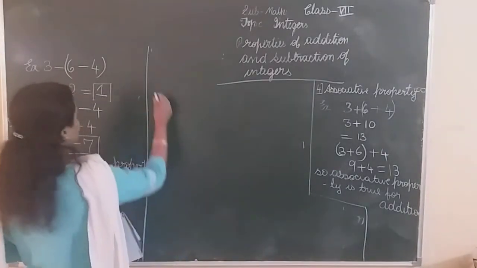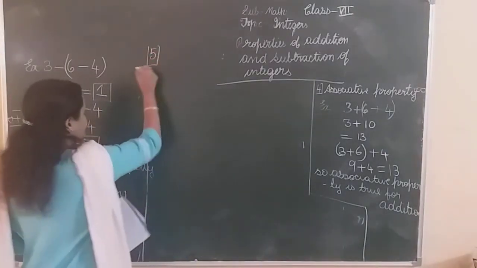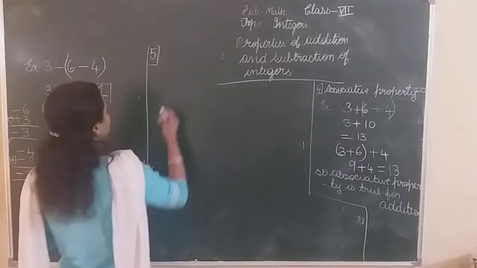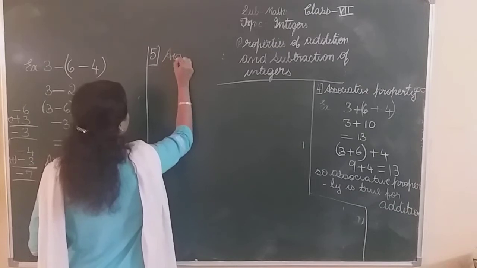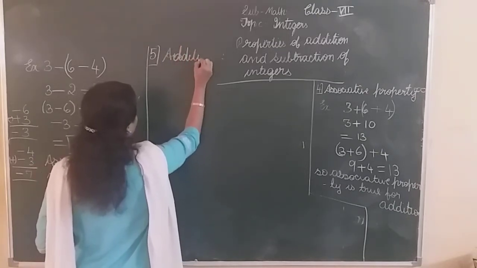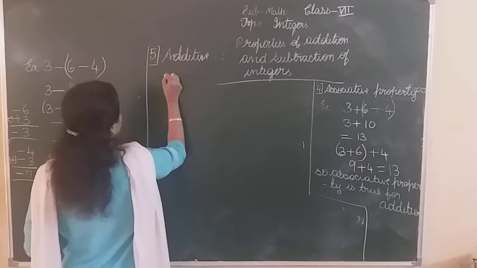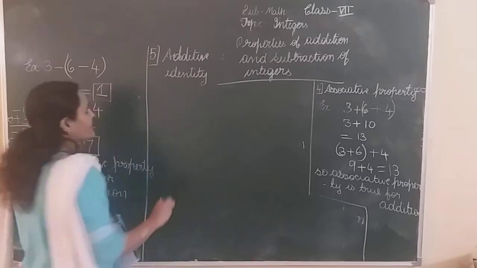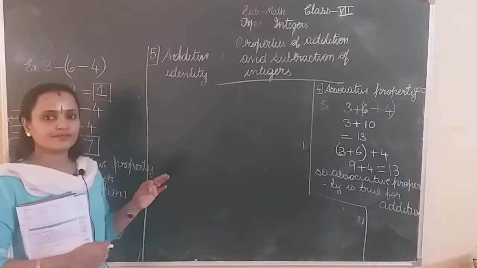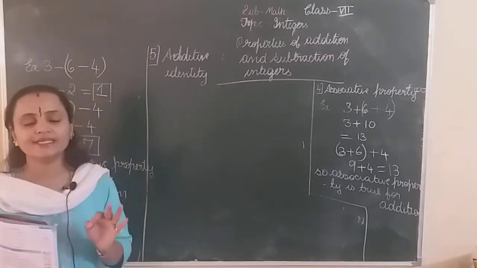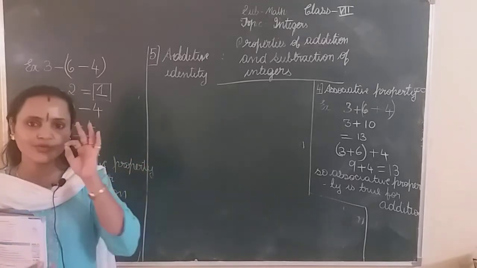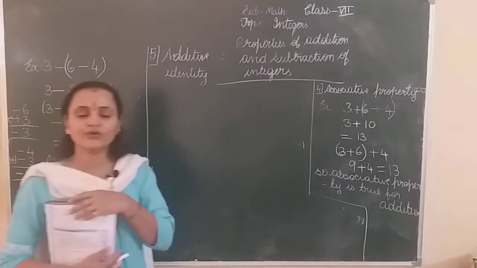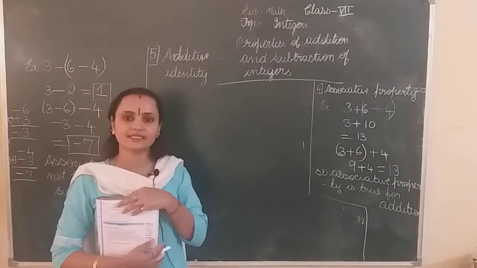The last property is the fifth property, additive identity. What do you mean by additive identity? Any integer, when it is added or subtracted, you get the same result. So which is that integer when you add it or subtract it, you get the same number?